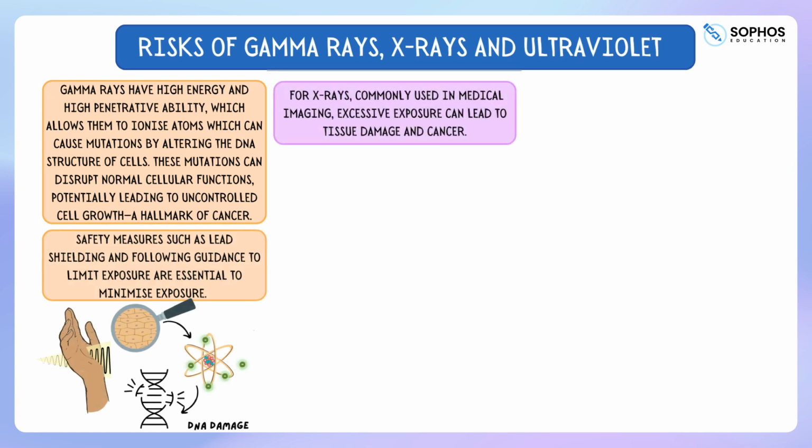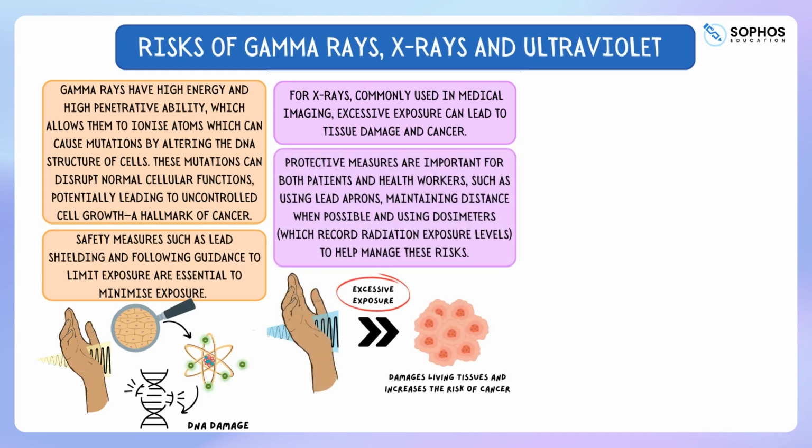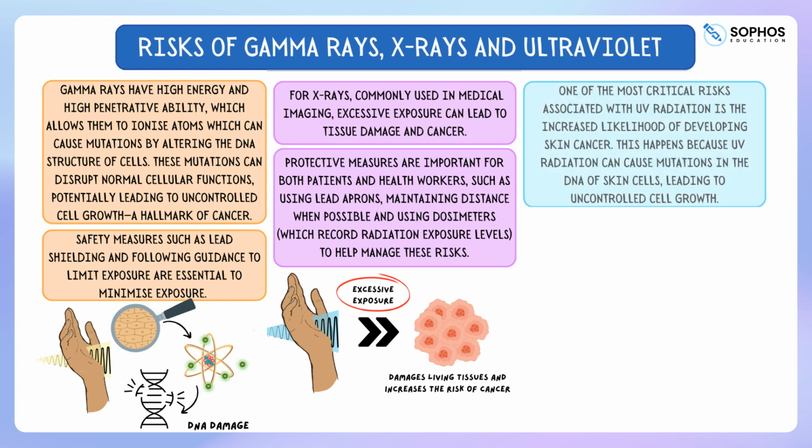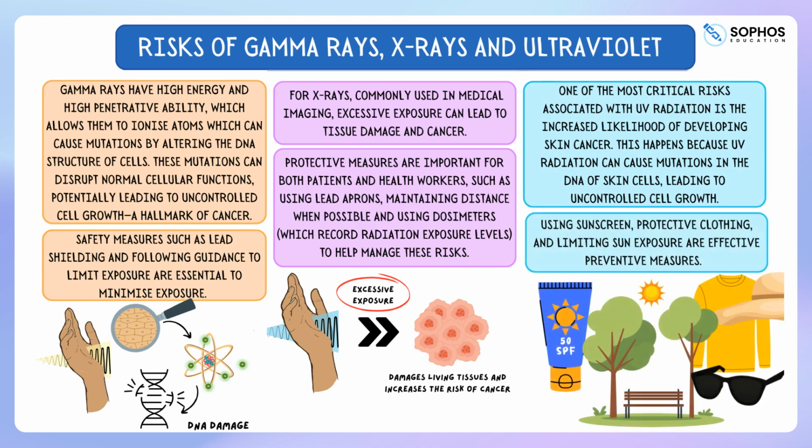For X-rays commonly used in medical imaging, excessive exposure can lead to tissue damage and cancer. Protective measures for both patients and health workers, like using lead aprons and dosimeters, help manage these risks. Lastly, UV radiation, primarily from the sun, can damage skin and eyes, raising the risk of skin cancer. Using sunscreen, protective clothing, and limiting sun exposure are effective preventive measures.